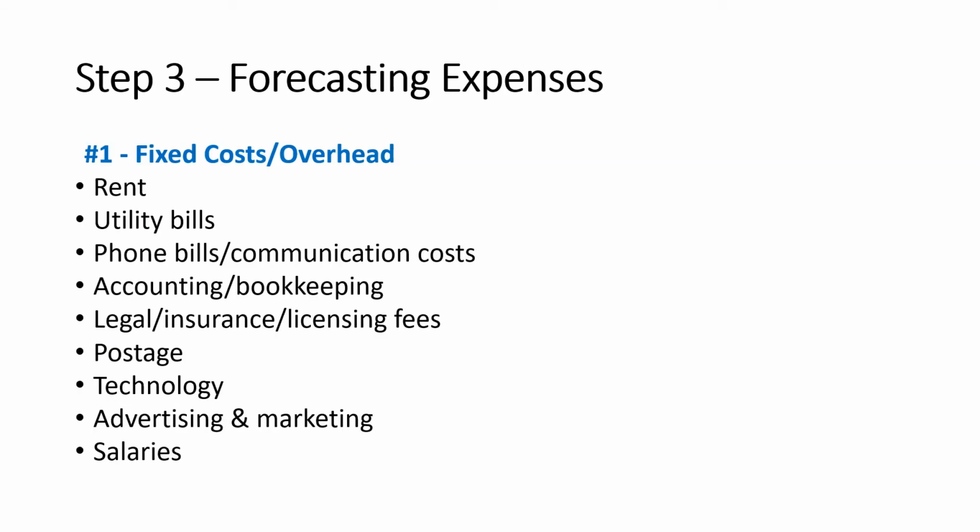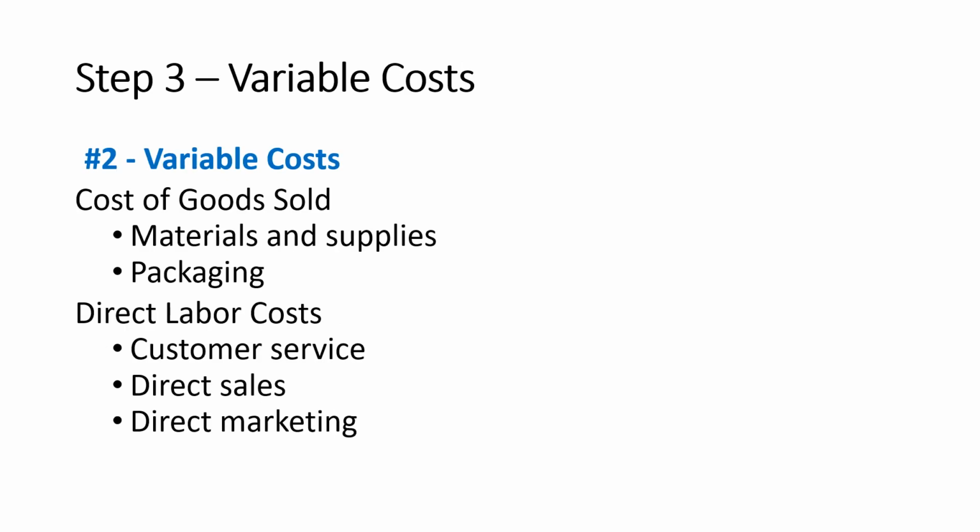Forecasting expenses. Again, you've got fixed costs. Again, the book shows some examples, but one more time: rent, utilities, technology, salaries, and so forth. Then some variable costs, which can change from month to month. It's just your cost of goods, customer service expenses, different things like that, and your marketing.